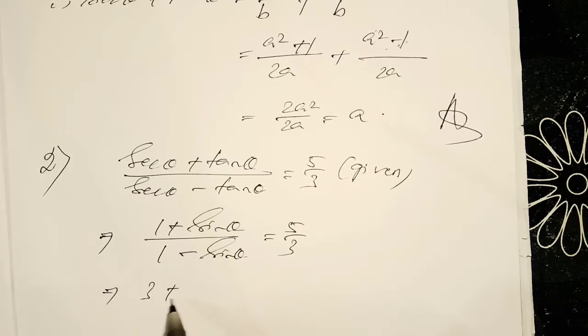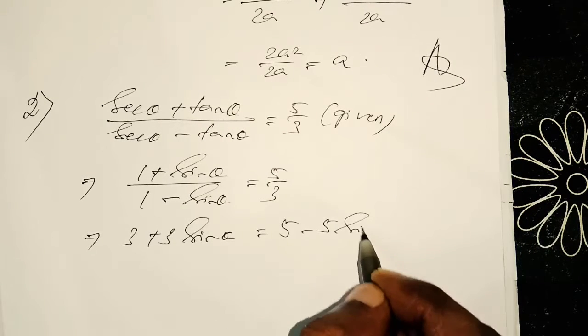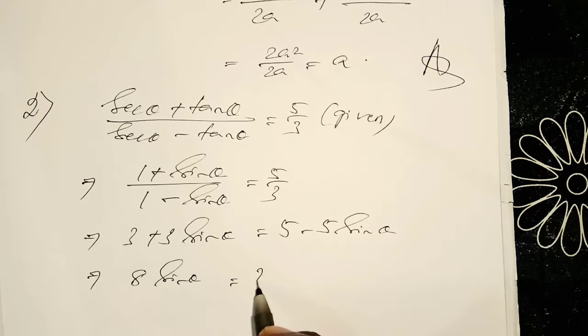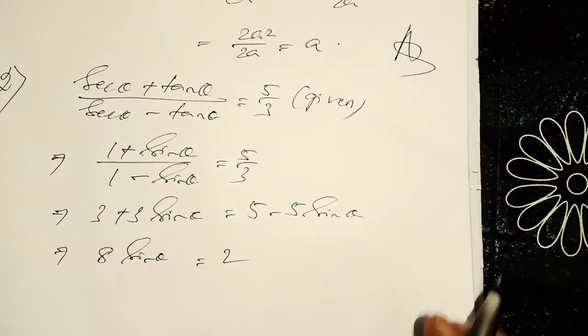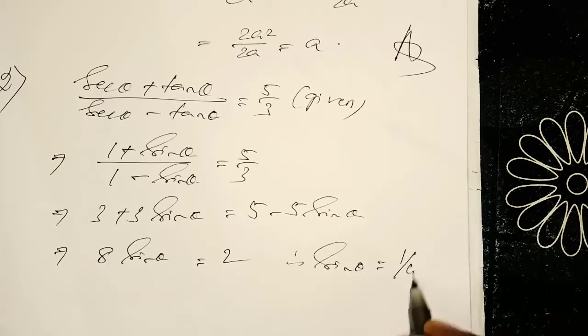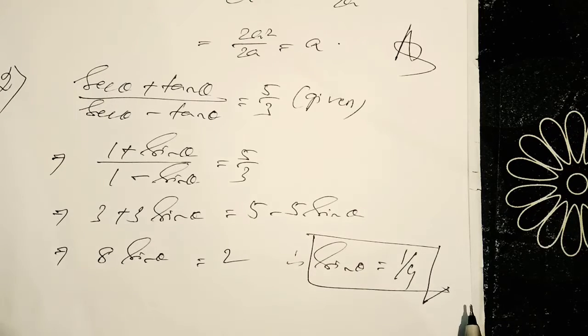This will be 3 plus 3 sin theta. And this side will be how much? 5 minus 5 sin theta. All the sin theta take one side. This will be 8 sin theta, equal to 5 minus 3, that is 2. So what is the value of sin theta? Sin theta is equal to 2 by 8, that means 1 by 4. This is the way of solving and finding the value of sin theta.